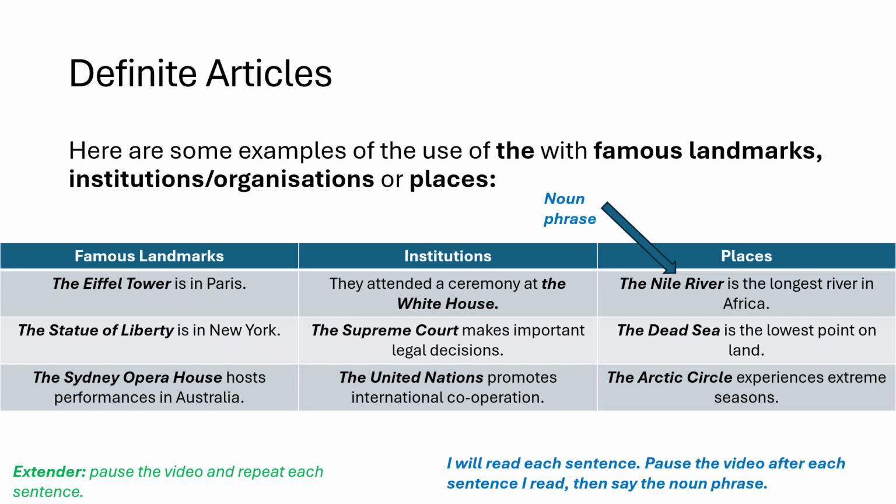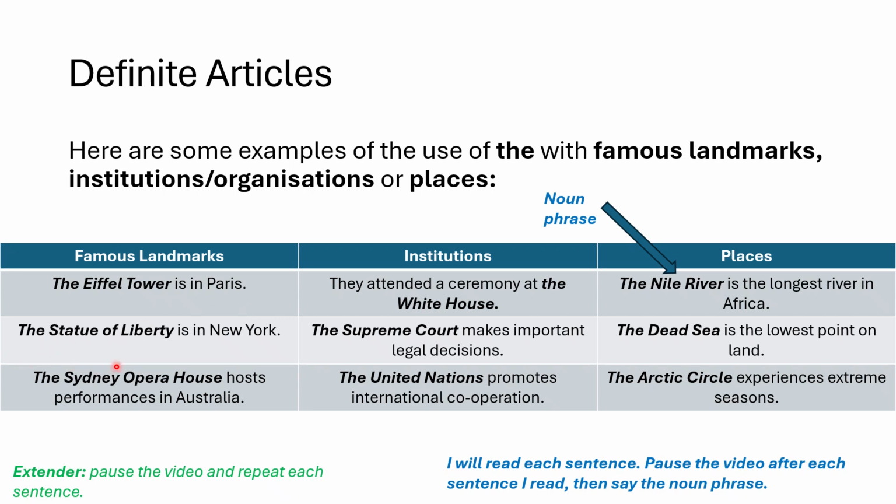Here are some examples of the use of the with famous landmarks, institutions, organisations, or places. I will read each sentence. Pause the video after each sentence I read. Then say the noun phrase. Unique landmarks include monuments, famous buildings, and natural wonders. The Eiffel Tower is in Paris.